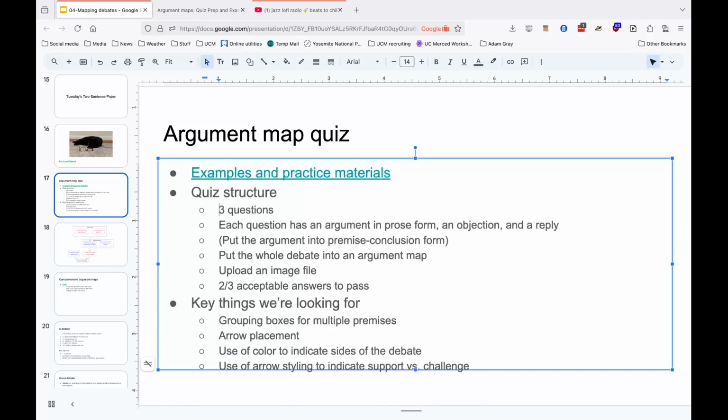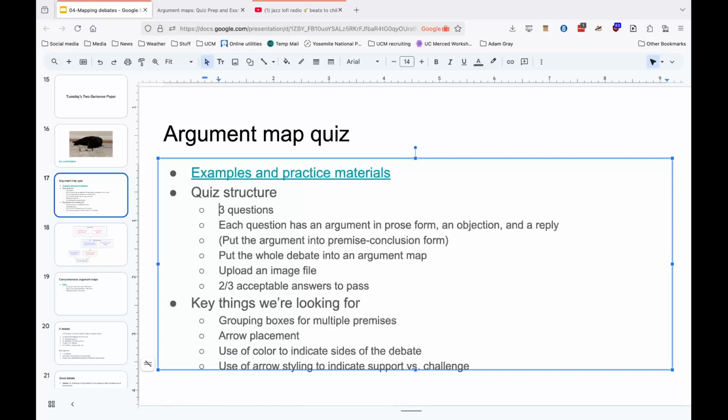For each question, you're given an argument in prose form, an objection to it, and then a reply to that objection. So we're not asking you to come up with the objection and reply yourself. You put the argument into premise conclusion form sort of on your own. There isn't a place to do that, but you'll want to do that step first so you're clear on where the conclusion is, where the premises are. Then put the whole debate into an argument map, basically just like we've been practicing this week.